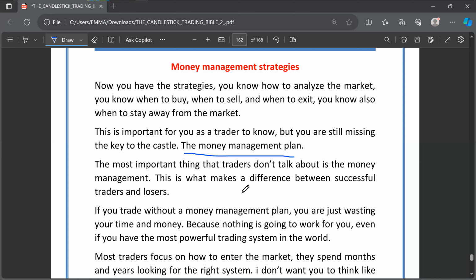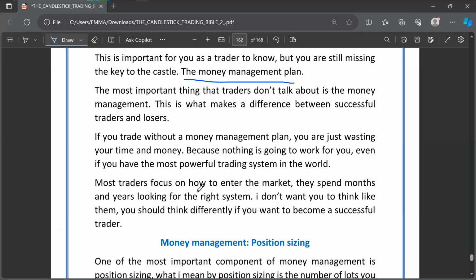So that is why you have to learn the technique and then master money management skills and psychology. It's very important. Now, if you trade without a money management plan, you are just wasting your time and money, because nothing is going to work for you, even if you have the most powerful trading system in the world. Most traders focus on how to enter the market. They spend months and years looking for the right system. I don't want you to think like that. You should think differently if you want to become a successful trader.